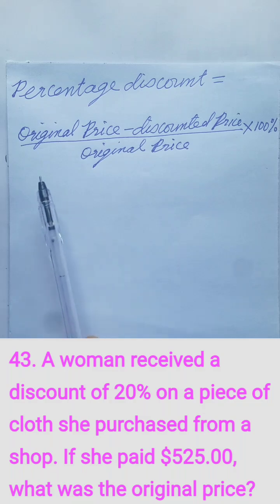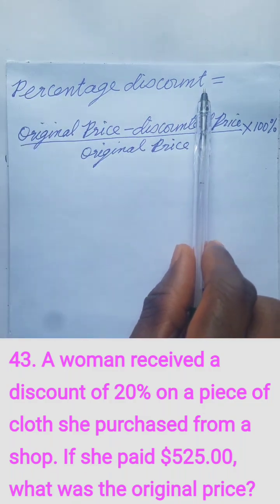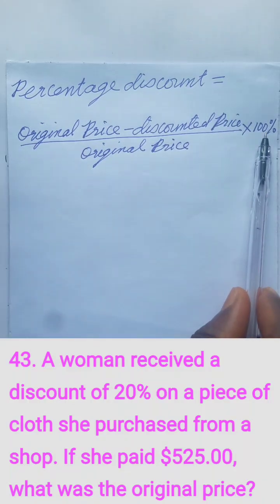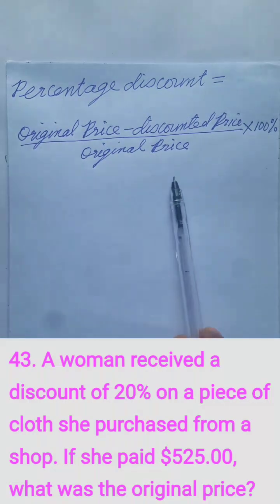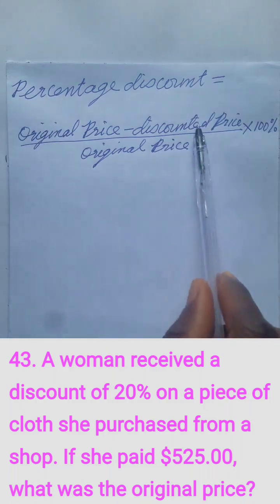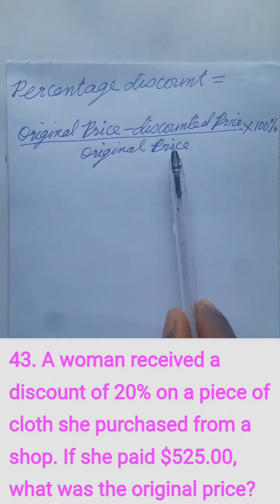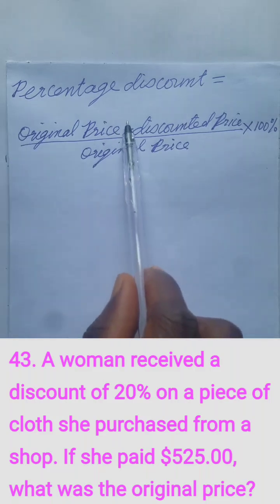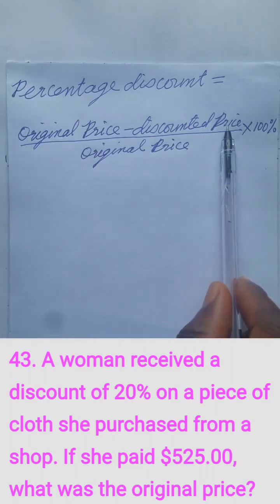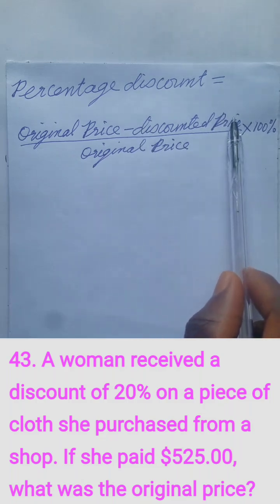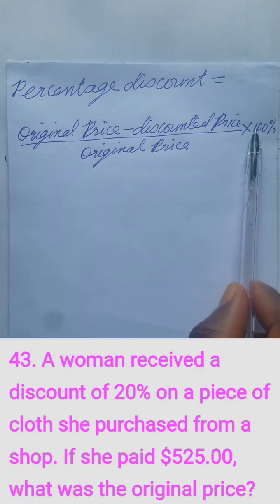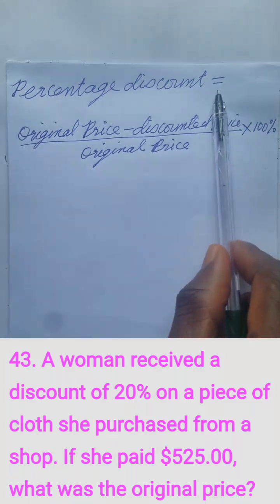Now remember, anytime we are trying to get a percentage out of something, we must always multiply a fraction by 100%. So that is what we are having here. Since it is a discount, you must divide your discount over your original price. Your discount is simply the original price, what you were supposed to pay for that thing, minus what you're now being offered, which is your discounted price. Divide that discount by the original price and multiply by 100% to get your percentage discount.